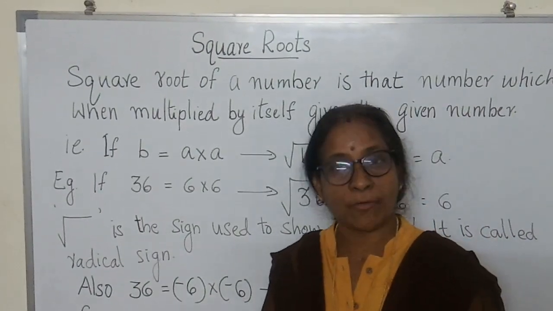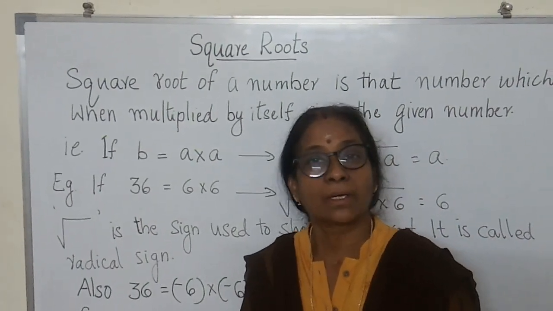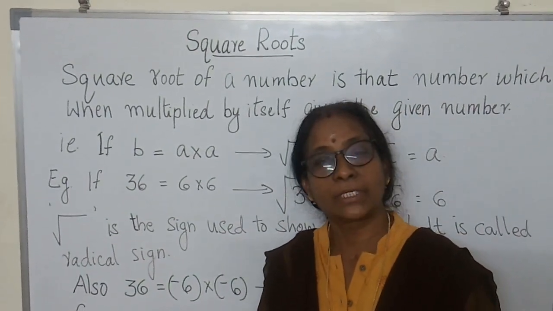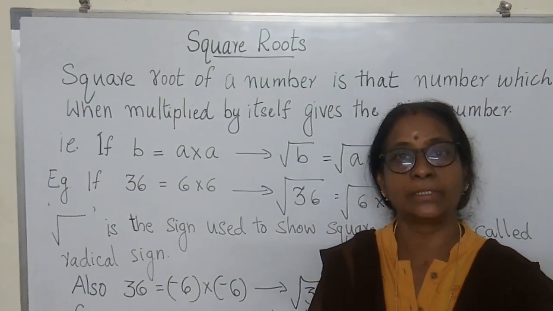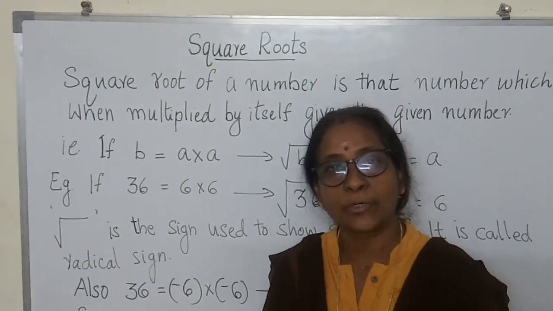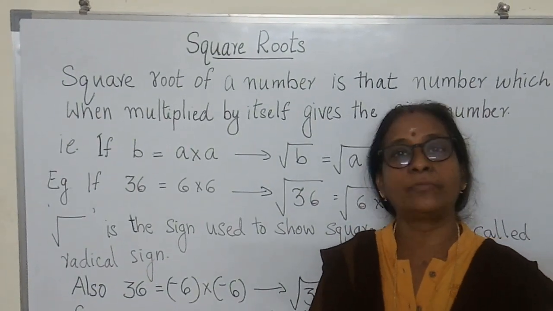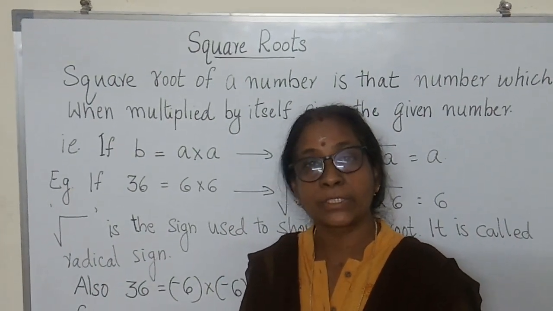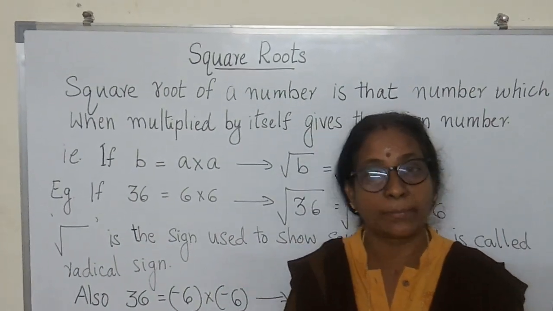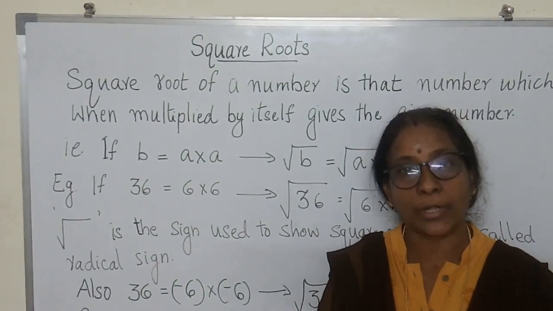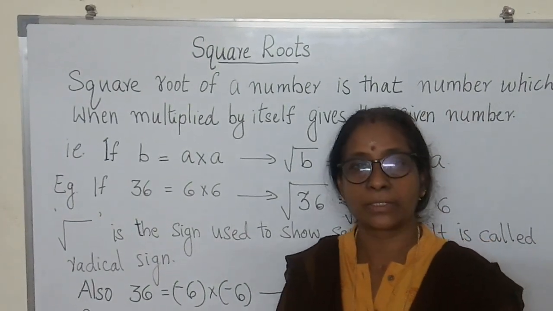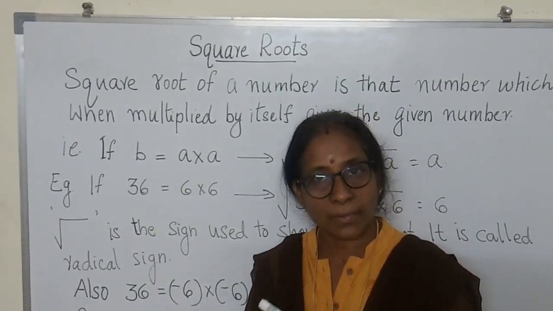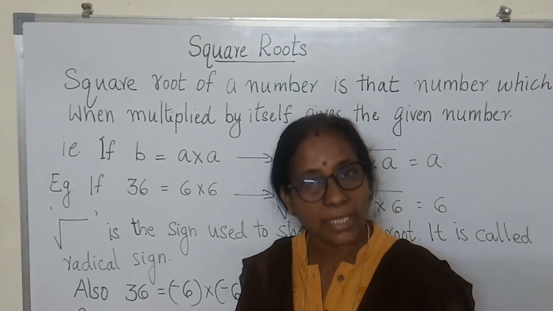In our classes you have already learned that subtraction is the reverse operation of addition. Division is the reverse operation of multiplication. In a similar way, square roots are the reverse of squares. Now what are square roots? In squares you learned that when you multiply two similar factors, whatever product you get is called a square. And square roots are those factors which we multiply to get the squares.